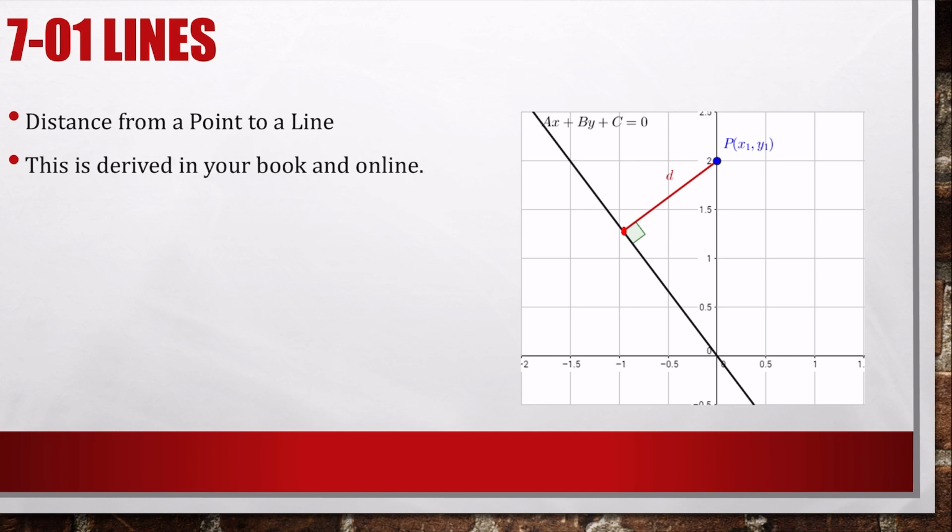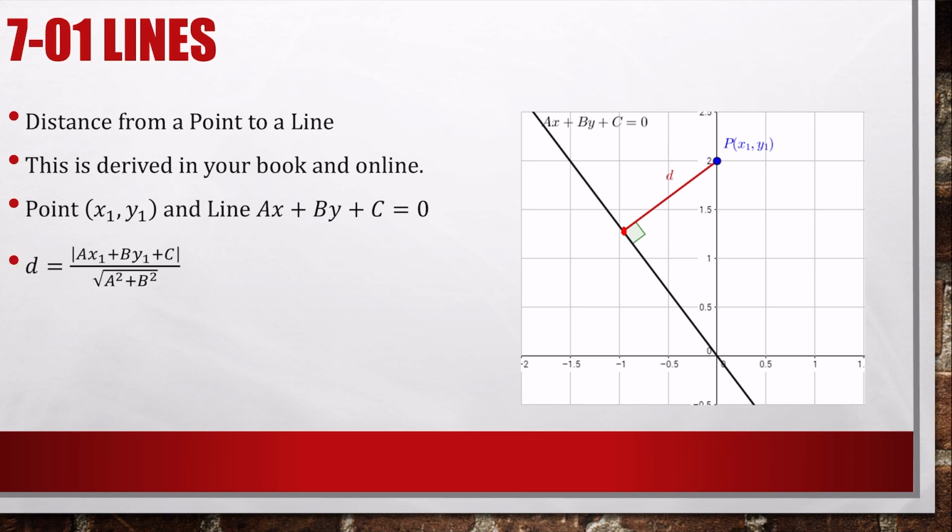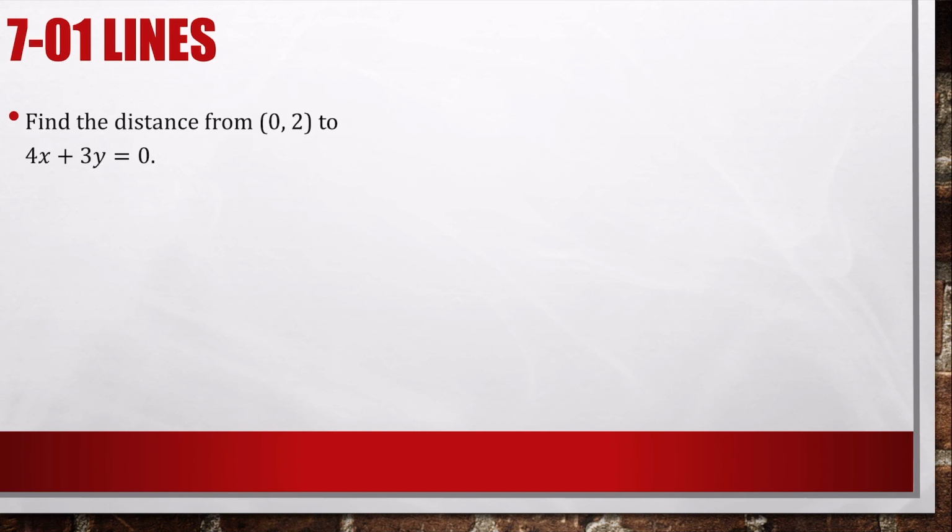Or we could look up in your textbook or anywhere online, they'll derive this formula for the distance between a point and a line in standard form. So what is the distance from our point to the line? Well, this is x1, y1. This is A, B, and we're missing C. So C is 0.